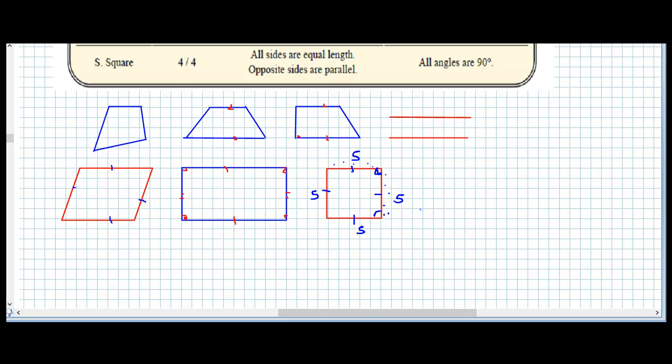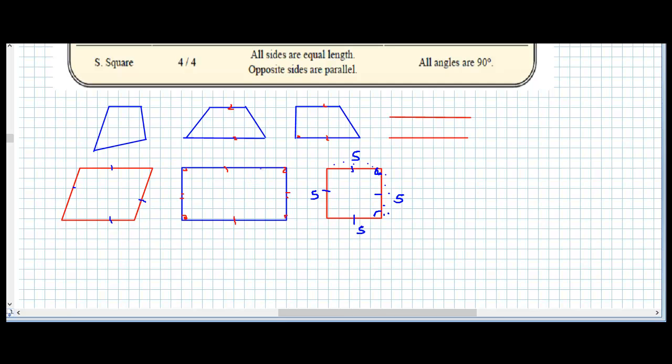And we have all the angles equal, so we call it a square. So in a square, all the sides are equal, each opposite sides are parallel, and all the angles are equal. In a rectangle, it's not equal. This is maybe 5, but this is longer than 5.